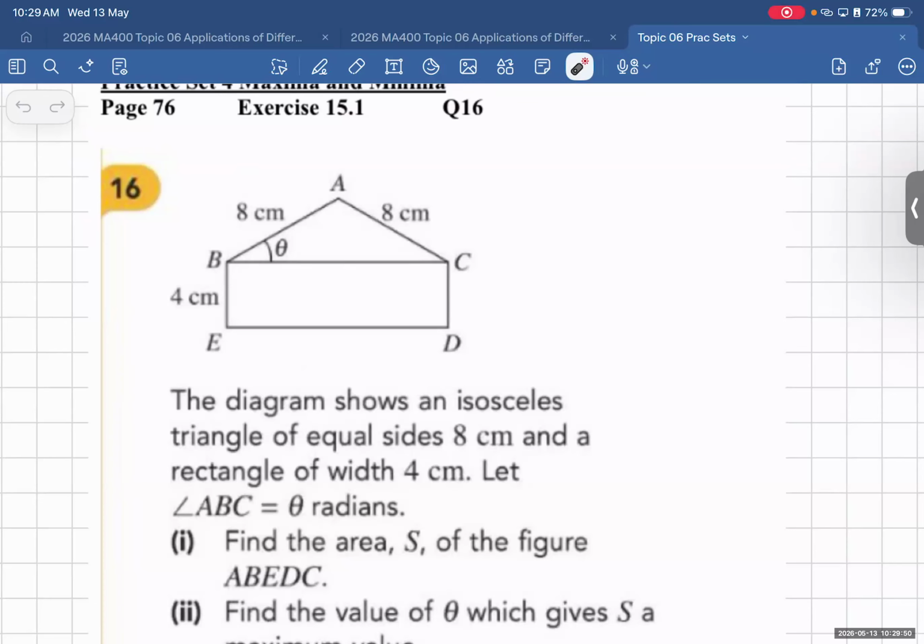Okay, just remember in calculus, we always use radians. So instead of 180, use pi. Use pi. Yeah, this is pi minus 2 theta.